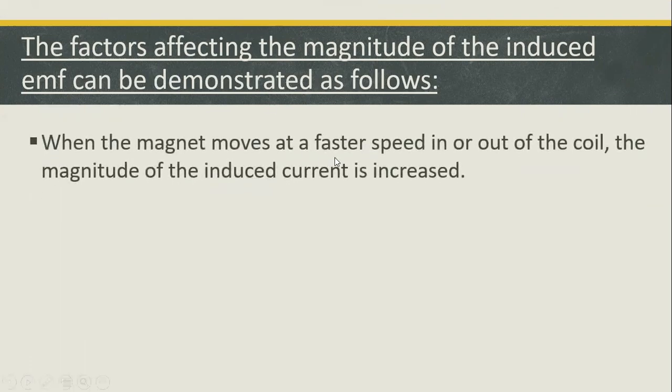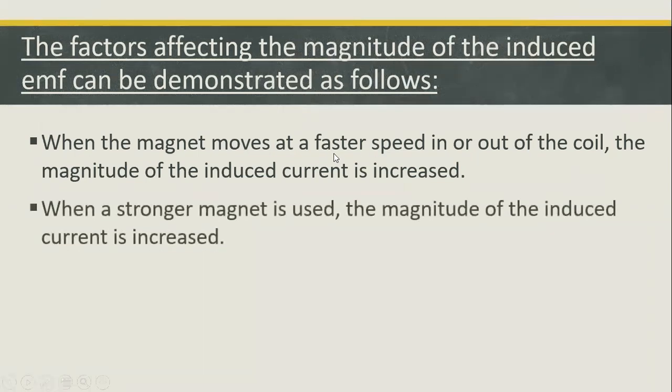When the magnet moves at a faster speed in or out of the coil, the magnitude of the induced current is increased. First factor is speed. The speed affects the magnitude. Faster speed, greater induced EMF. Second factor is when a stronger magnet is used, the magnitude of the induced current is increased.